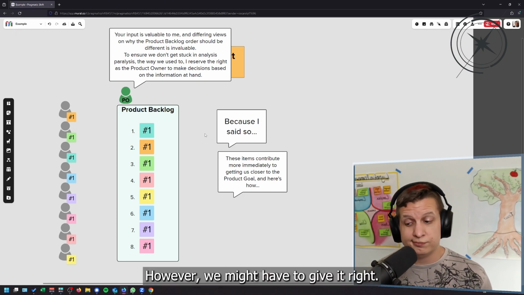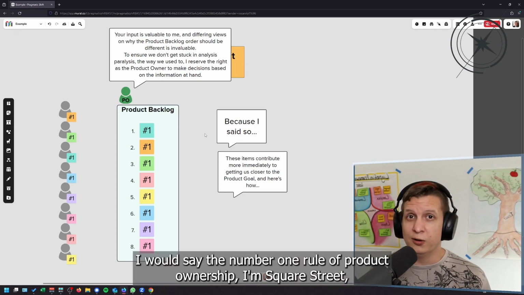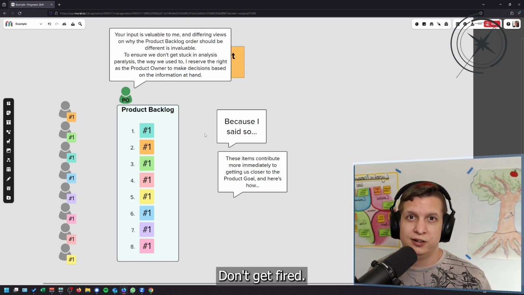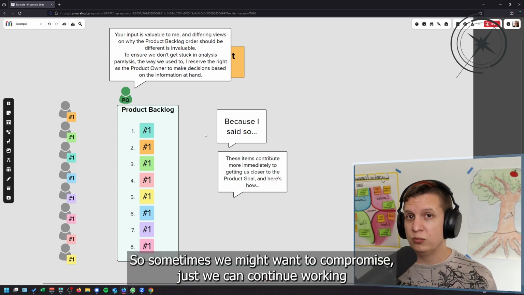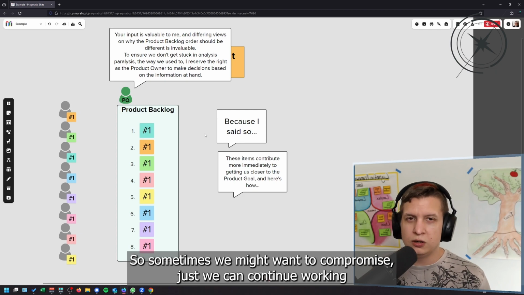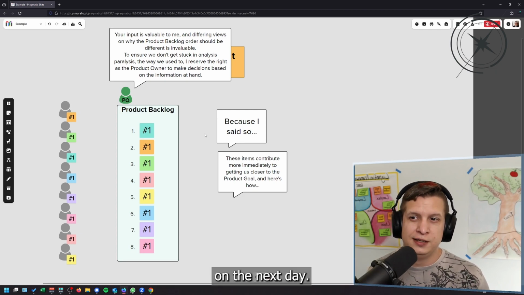Sometimes, however, we might have to give in. I always say the number 1 rule of product ownership and Scrum Mastery is: don't get fired. If you really want to see this thing succeed, if you're not there, you can't make any changes. So sometimes we might want to compromise just so we can continue working the next day.